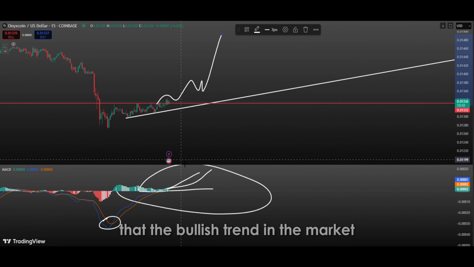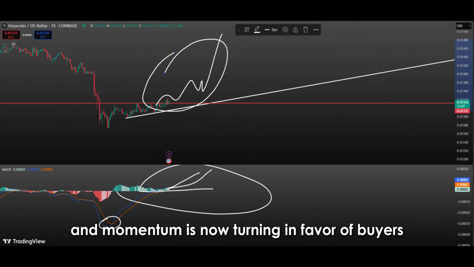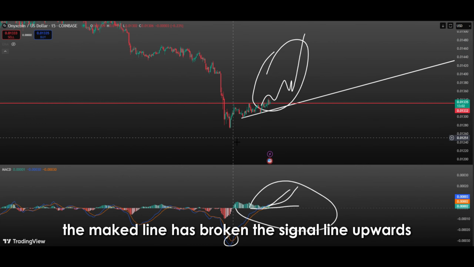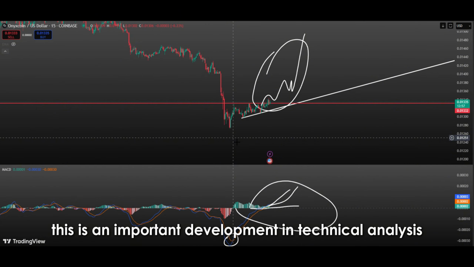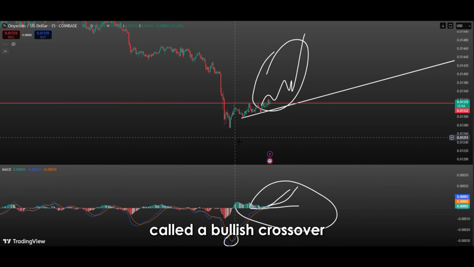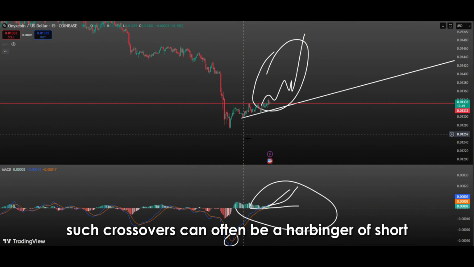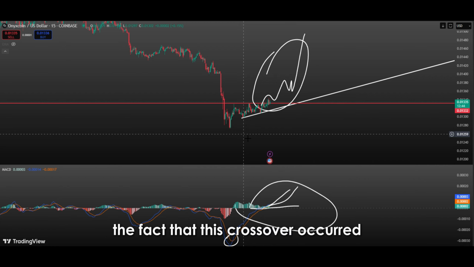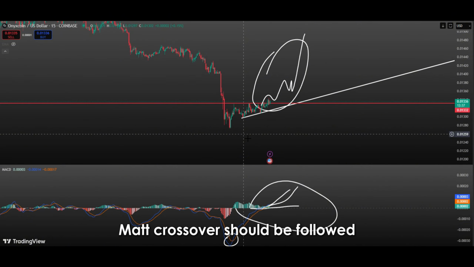This development shows that the bullish trend in the market structure is gaining strength and momentum is now turning in favor of buyers. In the current scenario we are examining, the MACD line has broken the signal line upwards by making a strong upside cross in the lower region. This is an important development in technical analysis called a bullish crossover, which usually triggers a bullish breakout in prices. Such crossovers can often be a harbinger of short, medium, and even long-term price rises. The fact that this crossover occurred just below the zero level suggests that the upside potential may be even more significant. MACD crossovers should be followed.